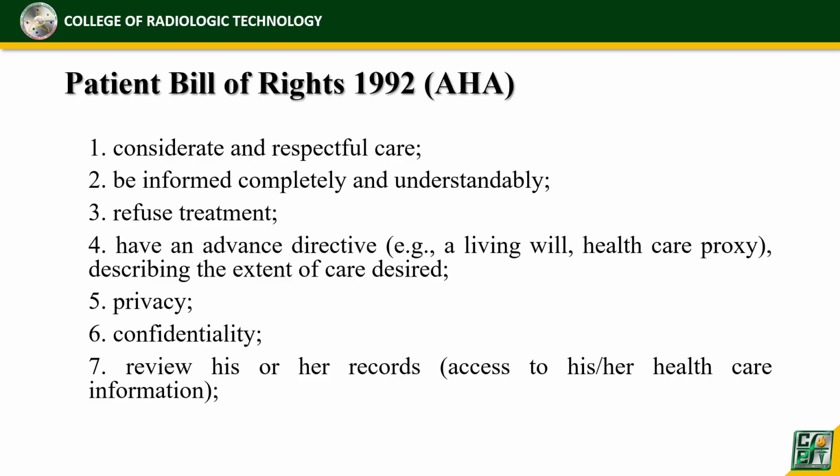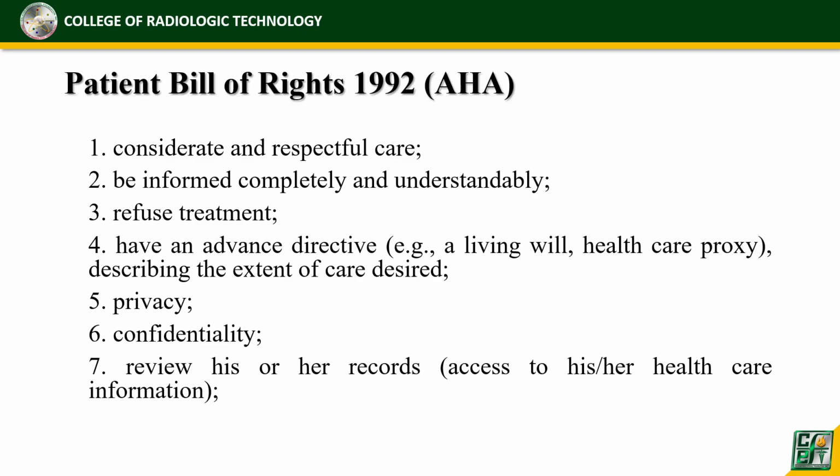And this is the summary list of the Patients Bill of Rights in 1992. Number one, the right to considerate and respectful care. Number two, the right to be informed completely and understandably. Three, the right to refuse treatment. Four, the right to have an advance directive, for example, a living will or healthcare proxy, or what we call a designated surrogate. We discussed the designated surrogate in our informed consent. Then, the right to describe the extent of the care desired.